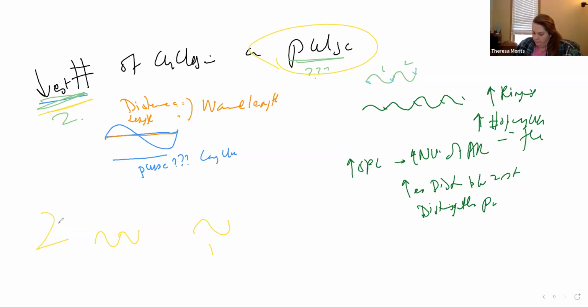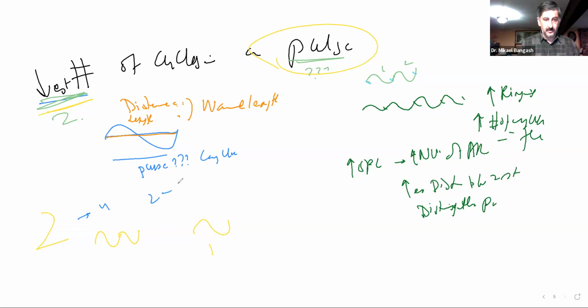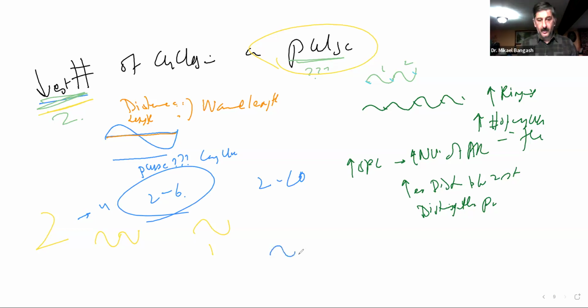So the least is 2. For a pulse, some books say 4, some books say 2 to 6, and as I said, some may even go 2 to 10, but let's just stay with this. Even if you just had 2 cycles per pulse, the wavelength for each cycle was the same. This number of cycles multiplied by the wavelength will give the spatial pulse length. This spatial pulse length, when halved, equals the axial resolution.